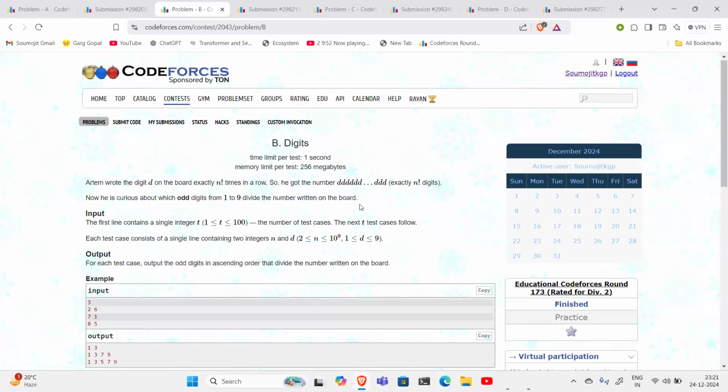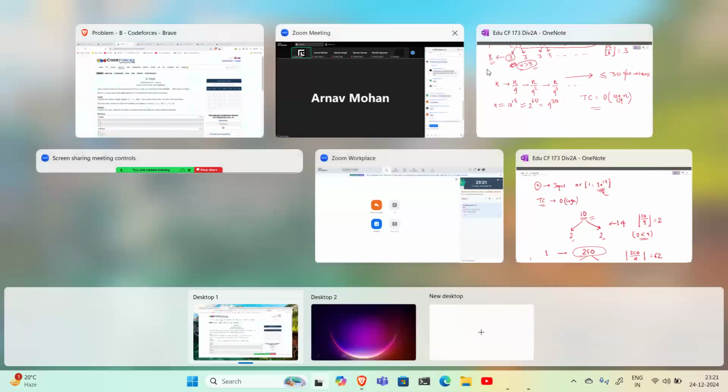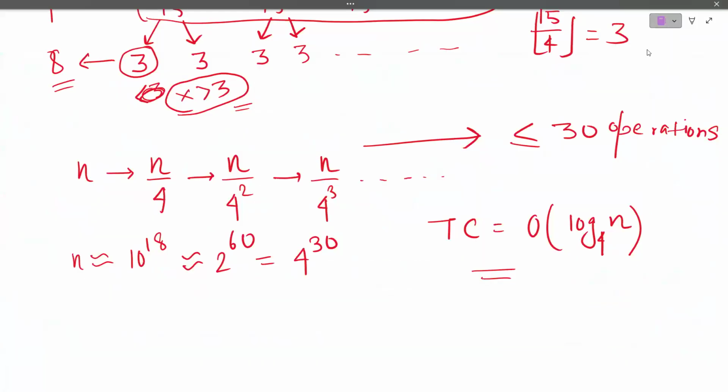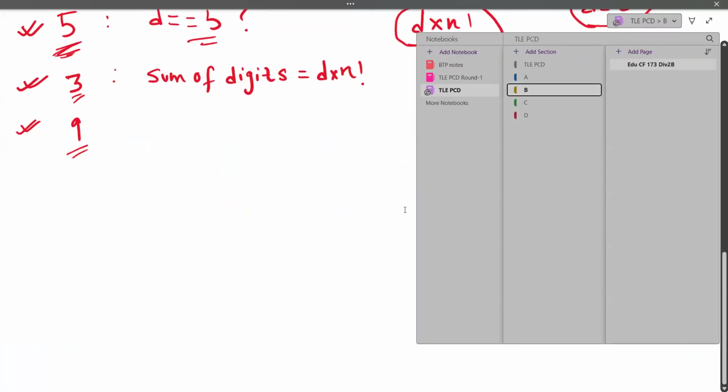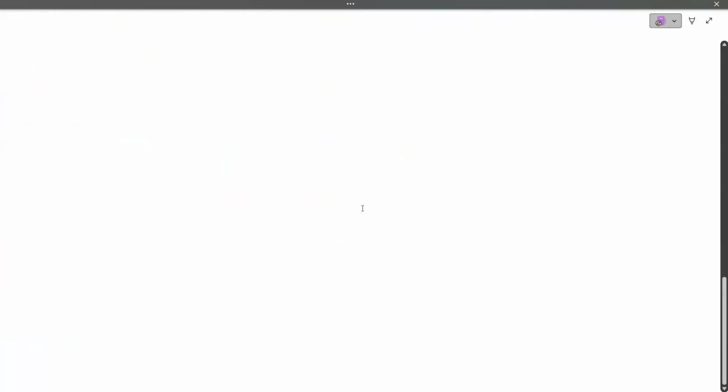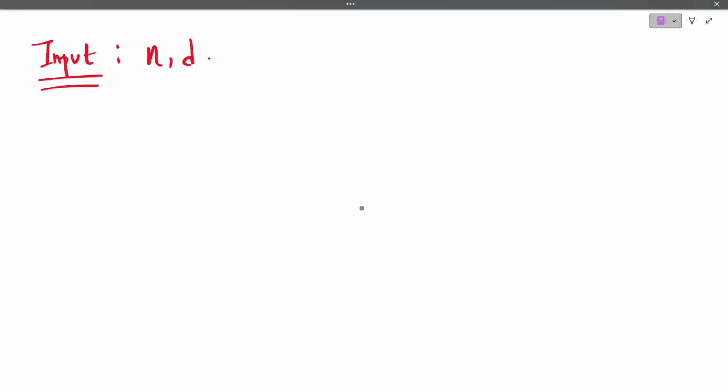Okay. The values of n and d are given. D is some digit from 1 to 9, and n is some value which can be large. It can be up to 10 to the power 9. So let us understand what this problem says. The problem says that in input we will be given two integers, n and d. So this is what we are given as input.